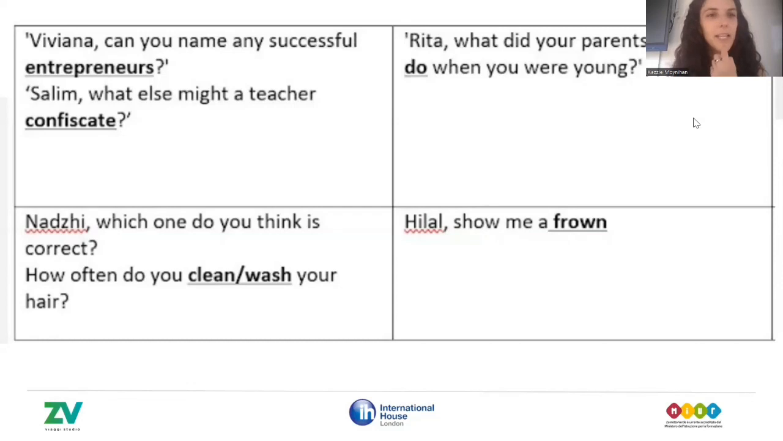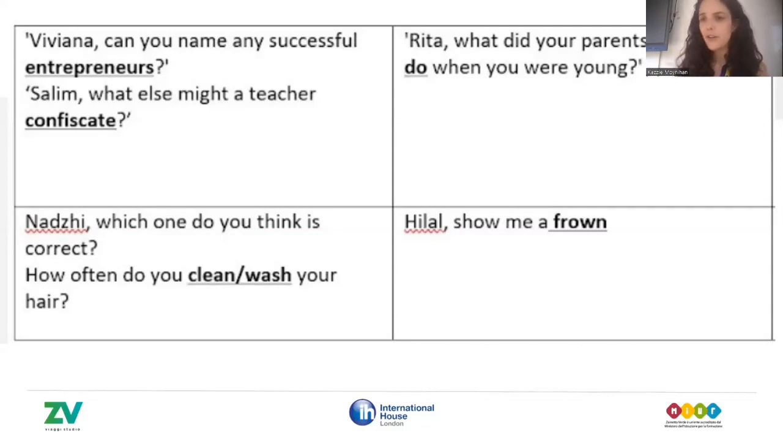Okay, welcome back. So, in the first one, you can see that the teacher is trying to elicit further examples from the students. So can you name any successful entrepreneurs? The teacher might be looking for things like Elon Musk, Mark Zuckerberg, Steve Jobs, famous entrepreneurs. If a student says something like Barack Obama, that demonstrates that they've not understood that an entrepreneur is someone who creates and sets up a business, in theory from scratch, from nothing, and it's something unique and successful.